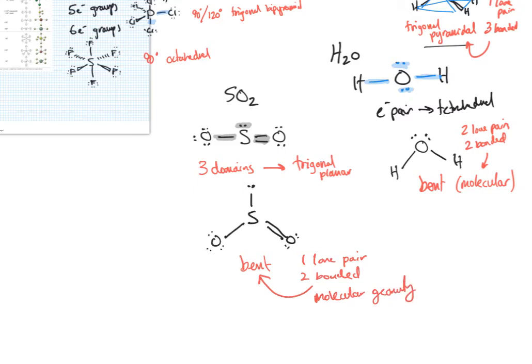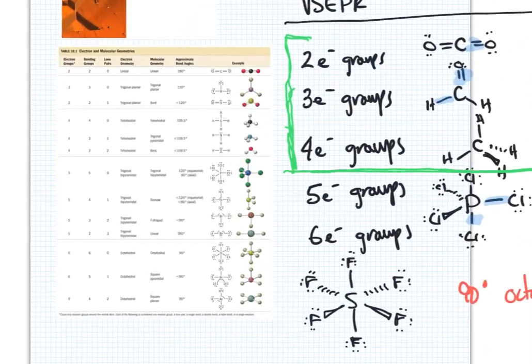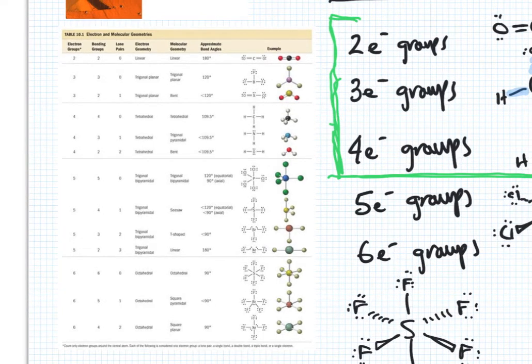All right, so here's the table that helps us figure all these out. If you notice, what they have here is electron groups, and then they have it separated into bonding groups and lone pairs. If we have 2 electron groups, we can only have 2 bonding groups. It's impossible to have any lone pairs, so we're going to end up with linear, 180.